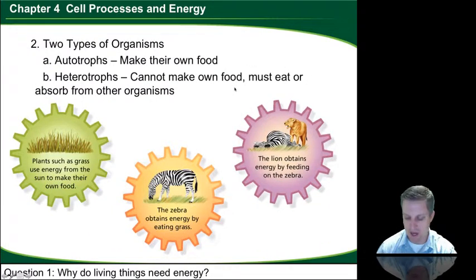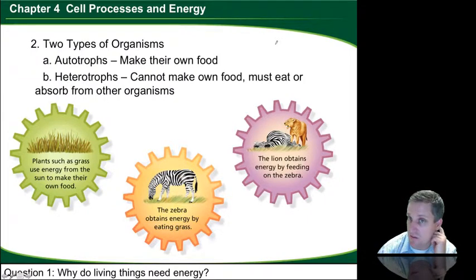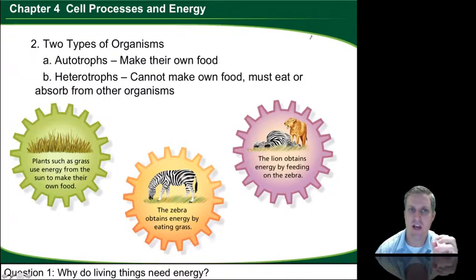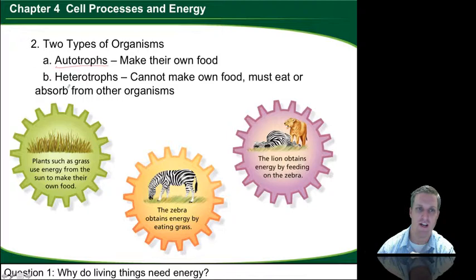Now, when we talk about the different types of organisms, we need to understand there are really 2 types of organisms that we deal with. Okay, we deal with autotrophs and we deal with heterotrophs. Autotrophs are right here, heterotrophs are right here. Autotrophs make their own food. So obviously plants would fit into this group. They make their own food. They use the process of photosynthesis.